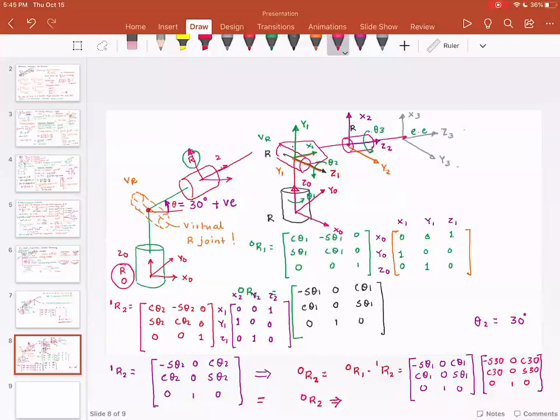So what I want you to look at is we added a virtual joint, and we assumed this virtual joint can change angle theta. But if you look at the geometry, this virtual joint is fixed and that angle is 30 degrees. So I substituted that angle in the second matrix, which is 1R2 that we got here. And then I actually took care of the inclined link.